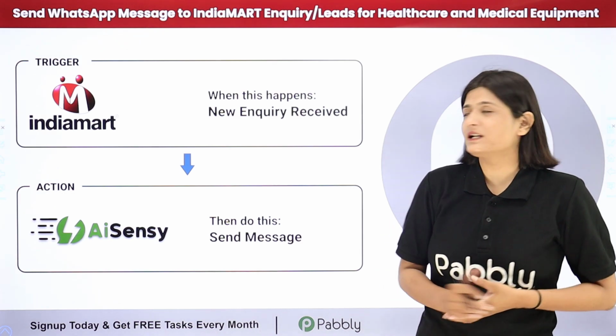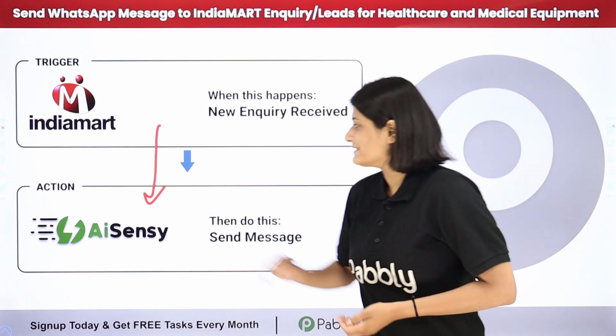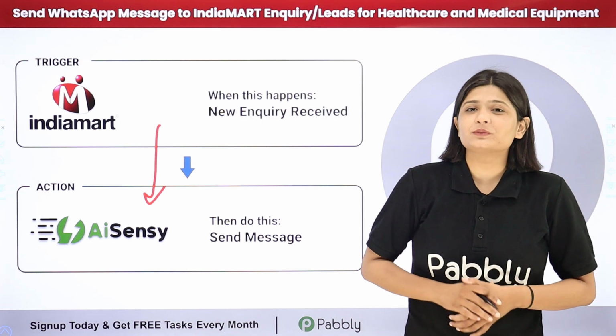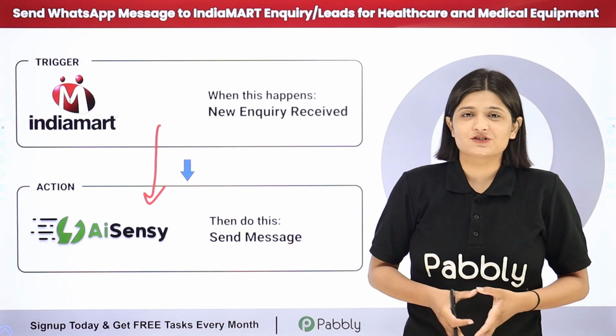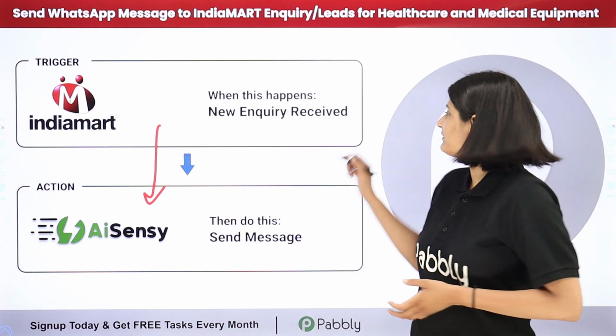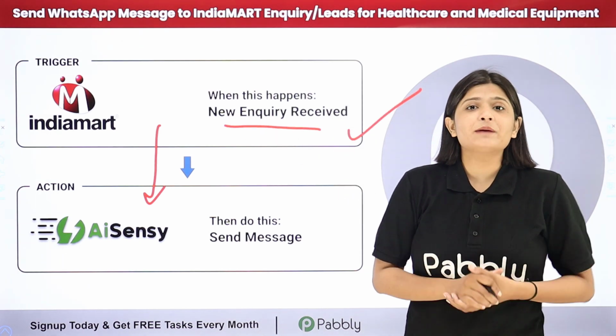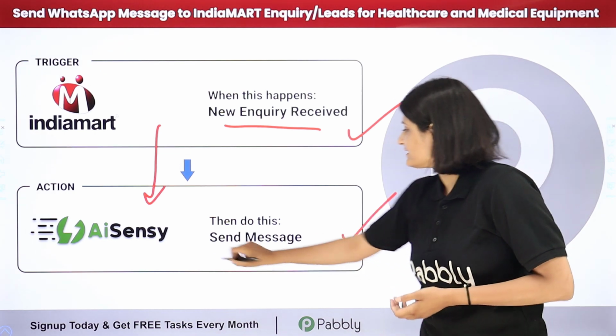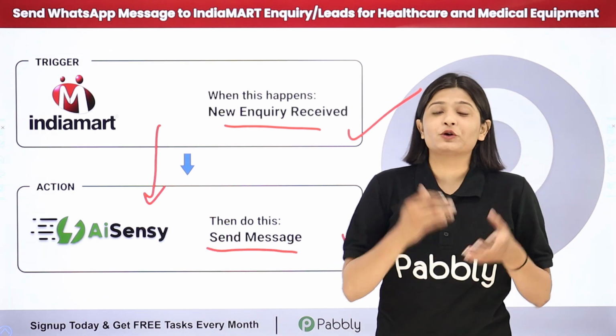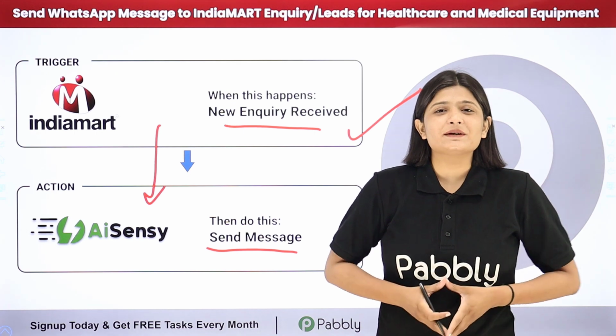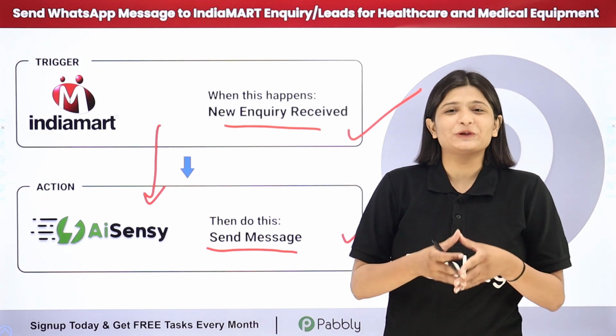Here I just need to build connection between IndiaMART and AI Sensei. Pabbly Connect runs on two principles, which is trigger and action. Here as my trigger application, I will take IndiaMART, from where I will receive these new inquiries, and in my action application, I will take AI Sensei, where the WhatsApp message will be sent automatically. If you want to learn this amazing automation step by step, let me take you all to my screen.